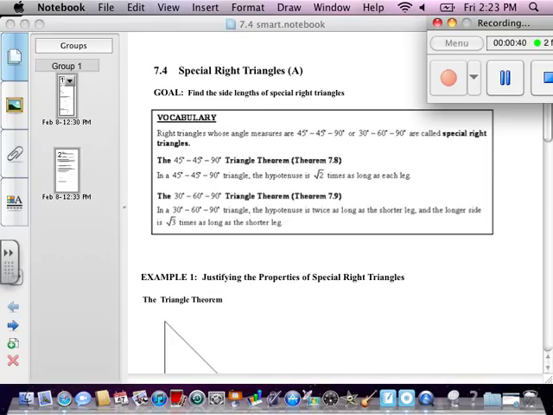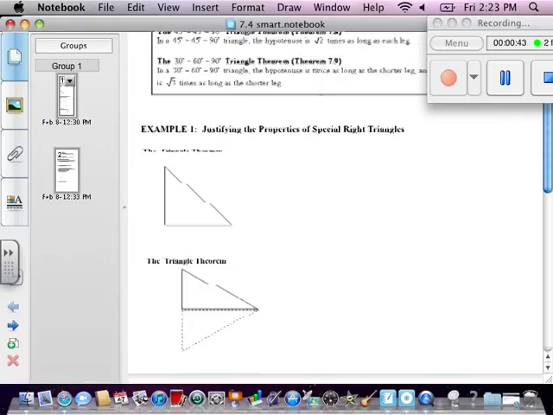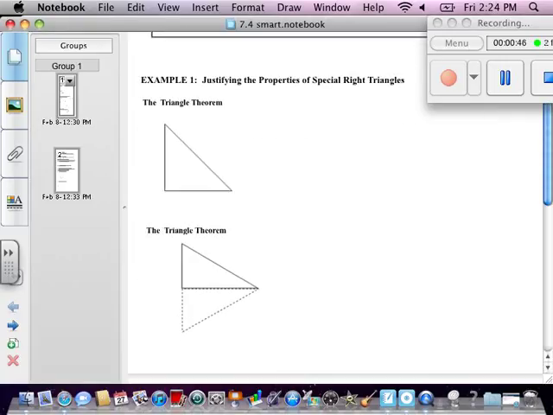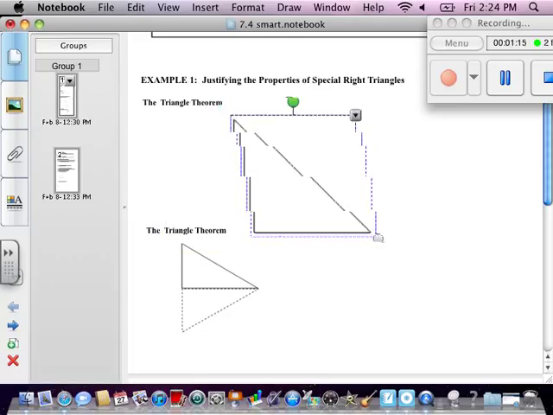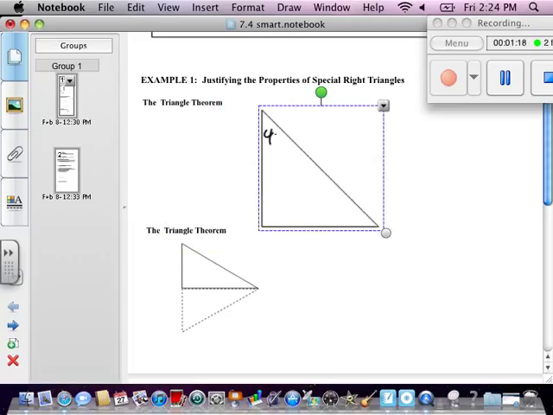So, let's look at this. We've got two pictures here, and we are going to label them. First, we've got this picture of a triangle, and we're going to label it a 45, 45, 90.